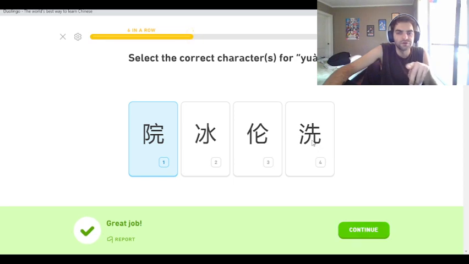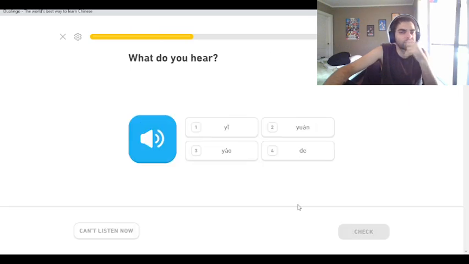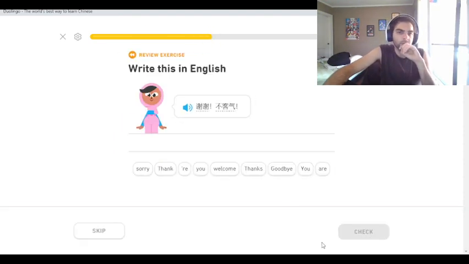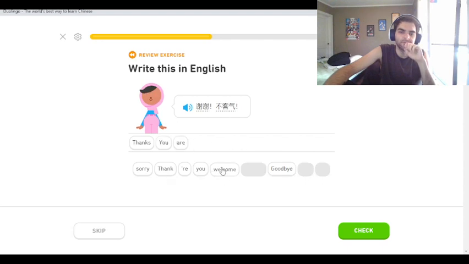Now they wanted to throw us for a loop by throwing that other yen in there, but 院, I remember the other pieces. Yen, 院, with a falling tone. 谢谢，不客气。Thanks. You are welcome.